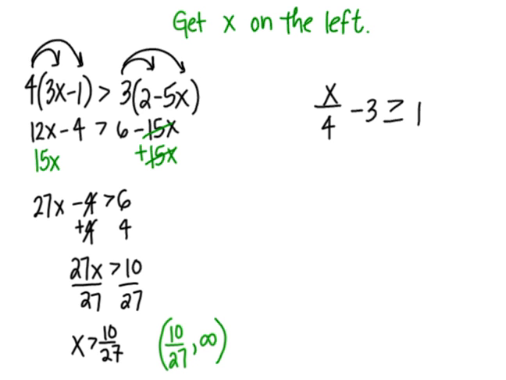My next problem is x divided by 4 minus 3 is greater than or equal to 1. I'm going to start by turning all of these whole numbers into fractions. I'll place the 3 over 1. I'll place the 1 over 1. To get rid of these fractions, I'm going to take my denominator, which is 4, and multiply all the tops through by 4.